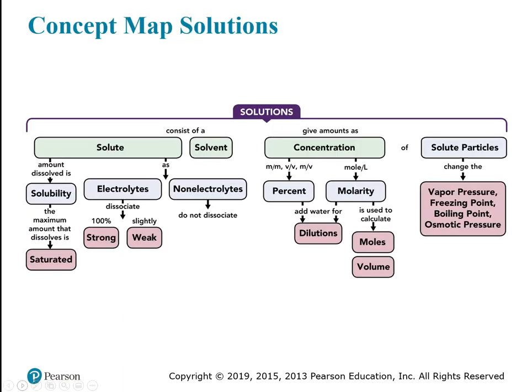This is a concept map for Chapter 9 because we just finished it. And it will help you kind of put in perspective what we talked about in terms of solutes and solvents, electrolytes, and concentrations, all that kind of stuff. So it will help kind of give you a way to study and know how these things are related.